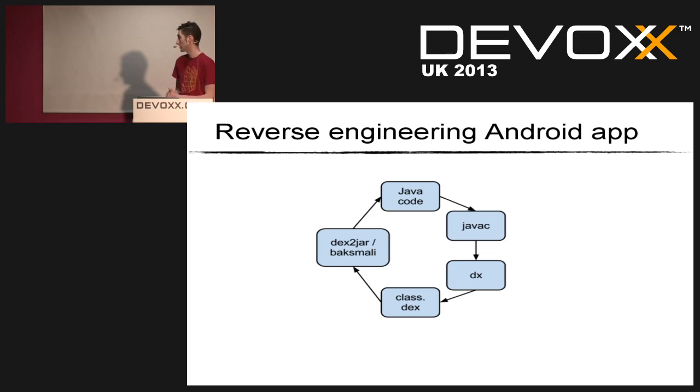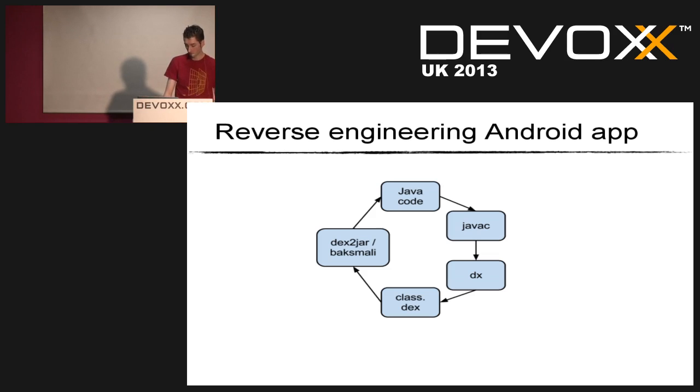But from there, you can go using things like a Dexter jar and a back smiley to get back effectively to Java code. And that gets you back to kind of compiled classes. And there's plenty of Java decompilers that have been around for years and quite robust, that you can just get straight back into Java code. So that's the kind of cycle.